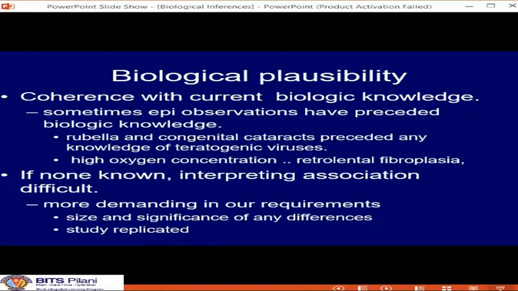We will definitely ask, have other people also found this? Has it been replicated elsewhere? So we put more stringent criteria to say causality when we can't give a biological explanation for what we have found. But that does not mean it's not causal. Very often it is causal. It's just that we can't explain it at that moment.